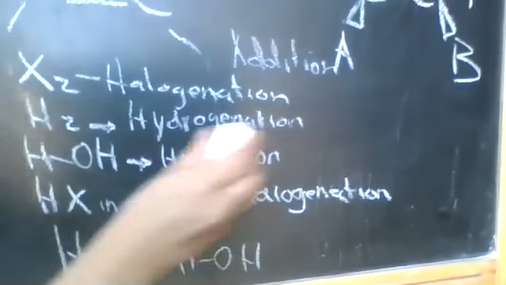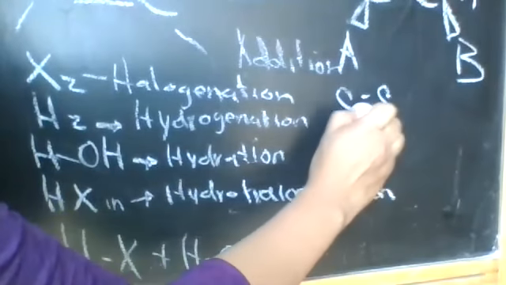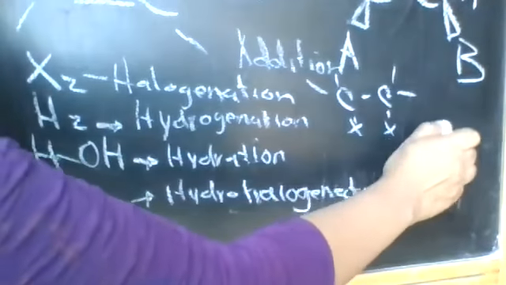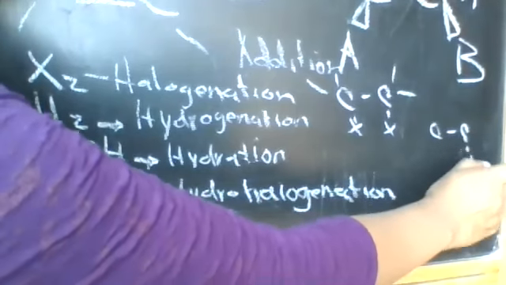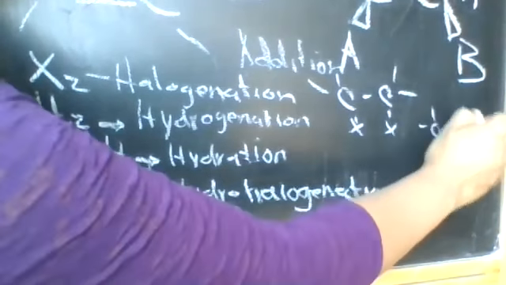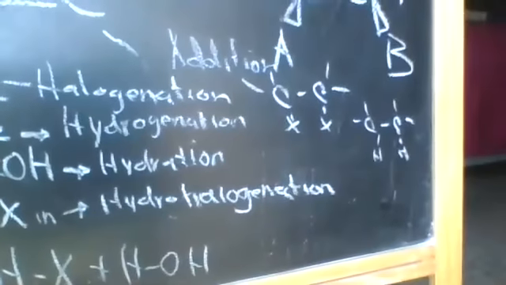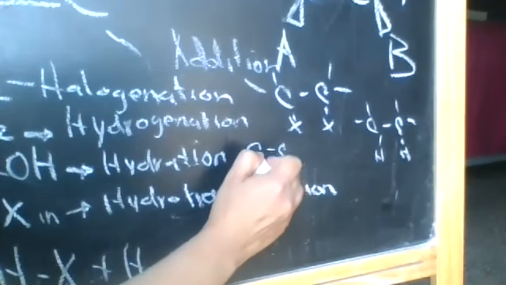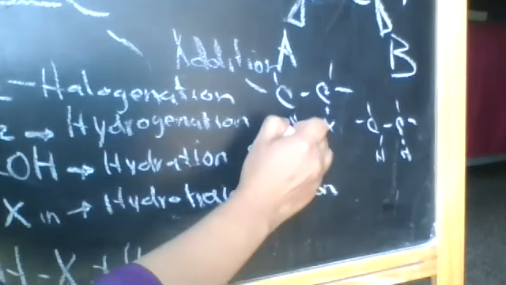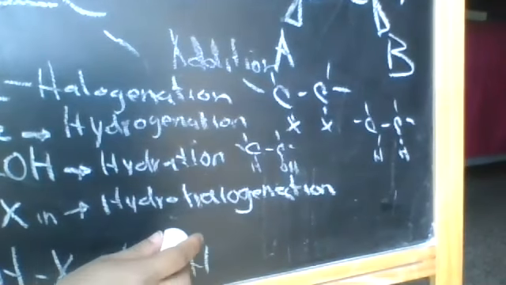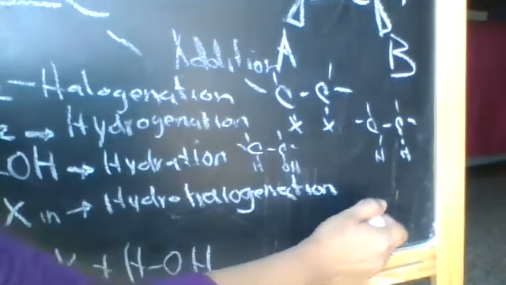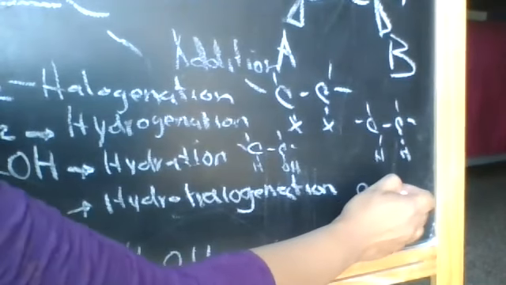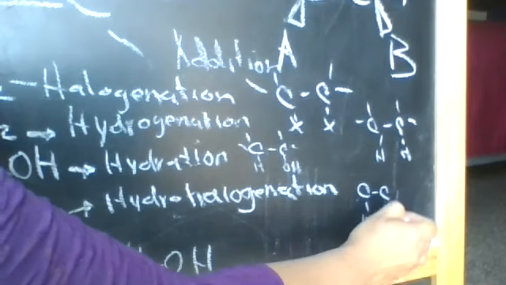What are going to be the final products at the end? For this one, it's going to be the halogens. For this one, it's going to be the hydrogen. For hydration, one of them is going to keep the hydrogen, the other one is going to keep the OH. And for hydrohalogenation, one of them is going to keep the hydrogen, the other one is going to keep the halogen.